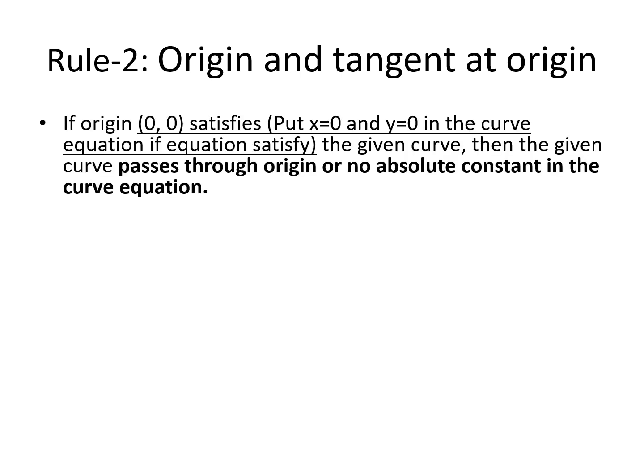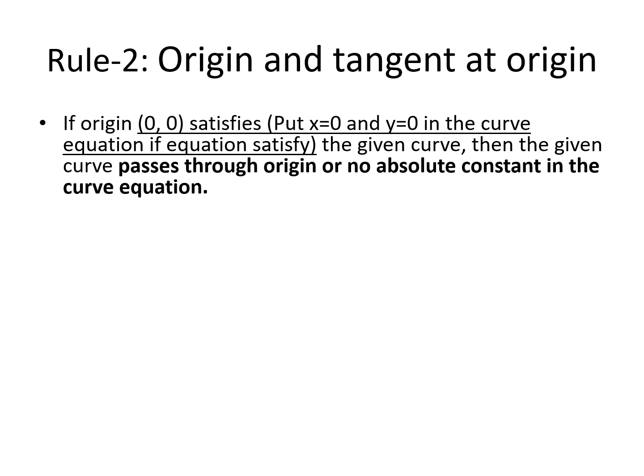Now come to rule 2, that is you have to identify whether your curve is passing through the origin or not. If your curve is passing through the origin, then you have to find the tangent at the origin. If the origin, that is the point (0, 0), satisfies your curve equation, then the curve is passing through the origin. That is the simplest way to identify. The second way is to check whether your equation contains an absolute constant or not. If your equation contains an absolute constant, that means your curve is not passing through the origin.